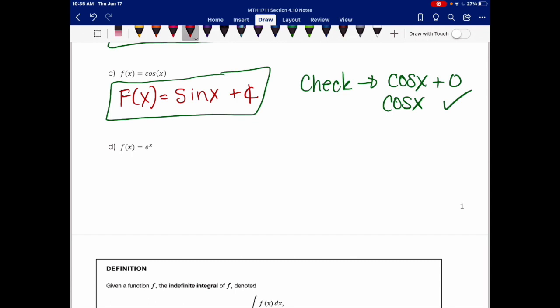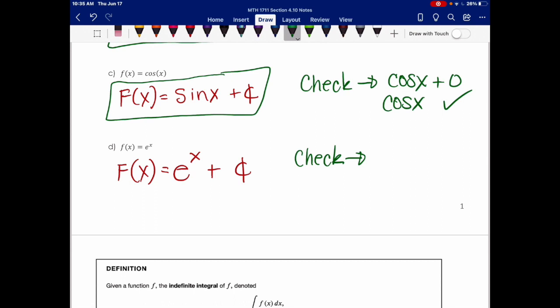Last example, we're going to find the antiderivative of e to the x. Now, if you look at your reference sheet, you'll see that if I take the derivative of some function and I get e to the x, my original function is going to be e to the x, and then plus some constant.